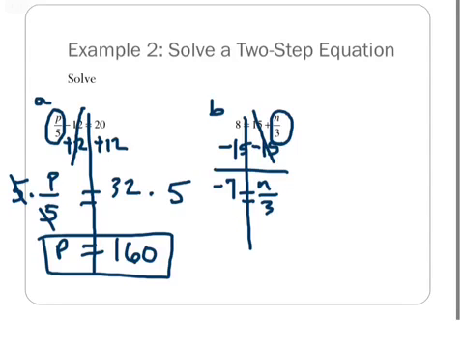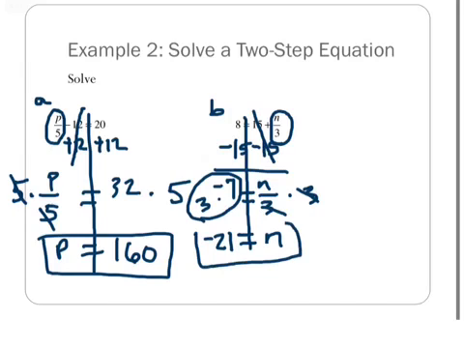What's 3 doing to n? It's dividing. What is the opposite of division? It's multiplication. So I'm going to multiply both sides by 3. I'm undoing this division by multiplying. On the right side, I'm left with n. On the left side, I've got 3 times a negative 7, which is negative 21. And I'm done. n is equal to negative 21.